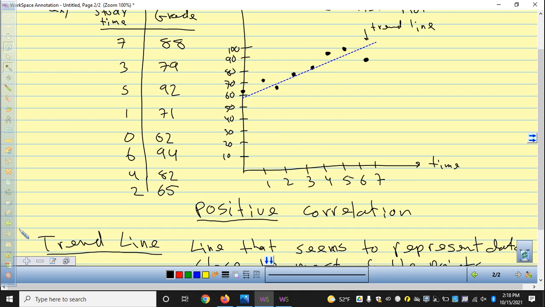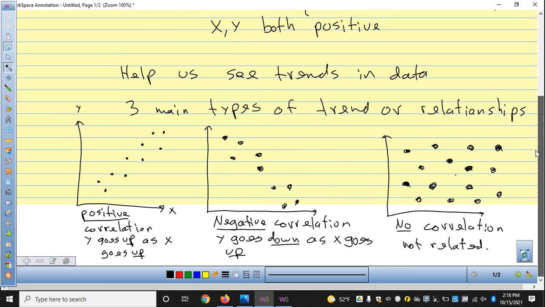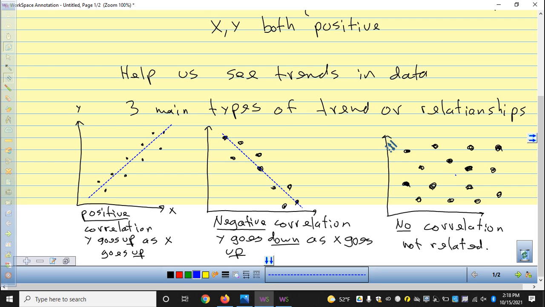And if I go back one page to these others that I drew, my trend line here would look something like this. My trend line here would look something like that. This, there's no correlation.